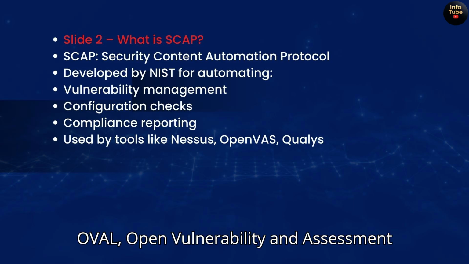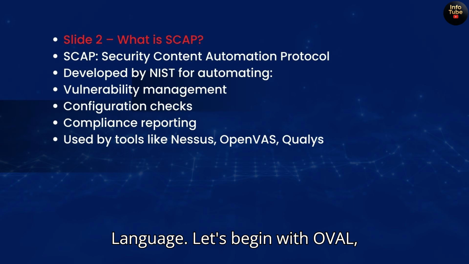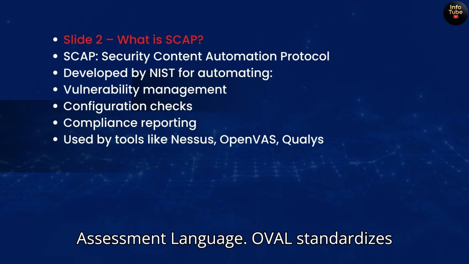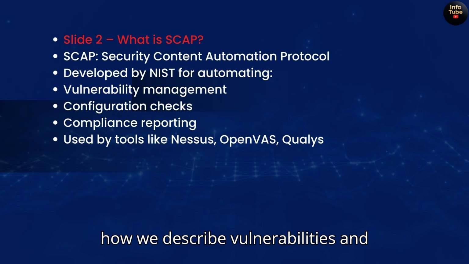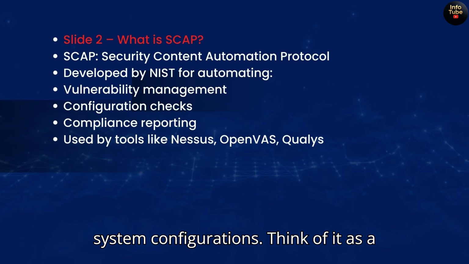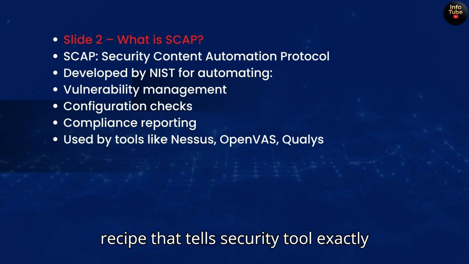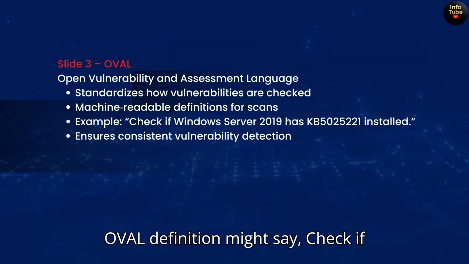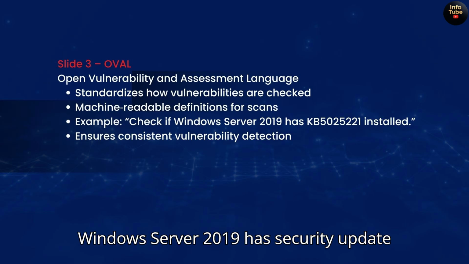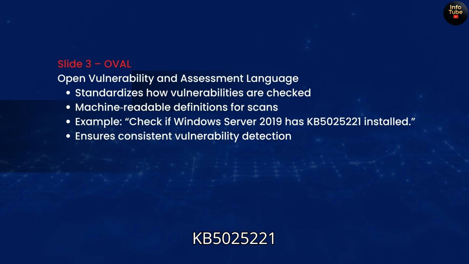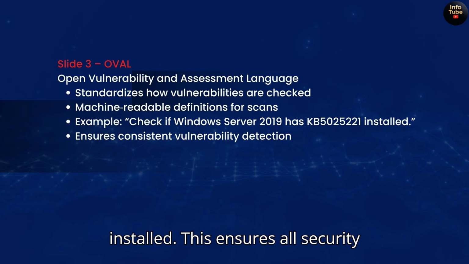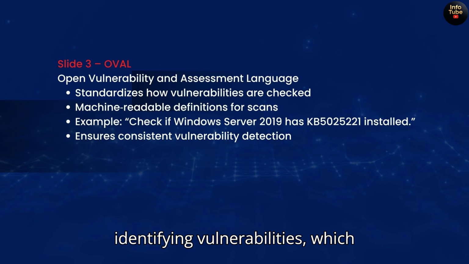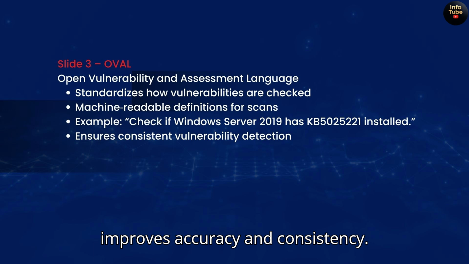1. OVAL, Open Vulnerability and Assessment Language. Let's begin with OVAL. Full form, Open Vulnerability and Assessment Language. OVAL standardizes how we describe vulnerabilities and system configurations. Think of it as a recipe that tells a security tool exactly how to check for a specific vulnerability or misconfiguration. Example, an OVAL definition might say, check if Windows Server 2019 has Security Update KB5025221 installed. This ensures all security tools use the same method when identifying vulnerabilities, which improves accuracy and consistency.